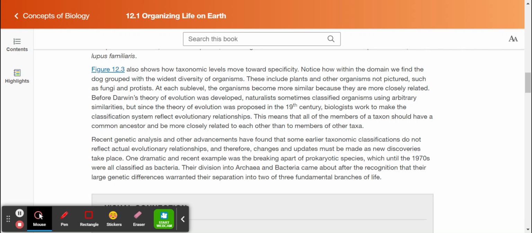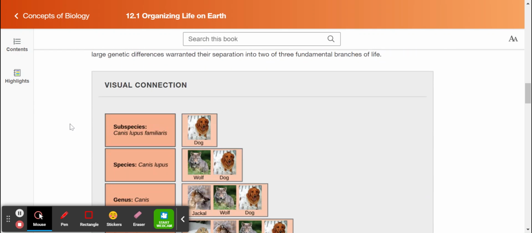One dramatic and recent example was the breaking apart of prokaryotic species, which until the 1970s were all classified as bacteria. Their division into archaea and bacteria came about after the recognition that their large genetic differences warranted their separation into two of three fundamental branches of life. This is Figure 12.3.